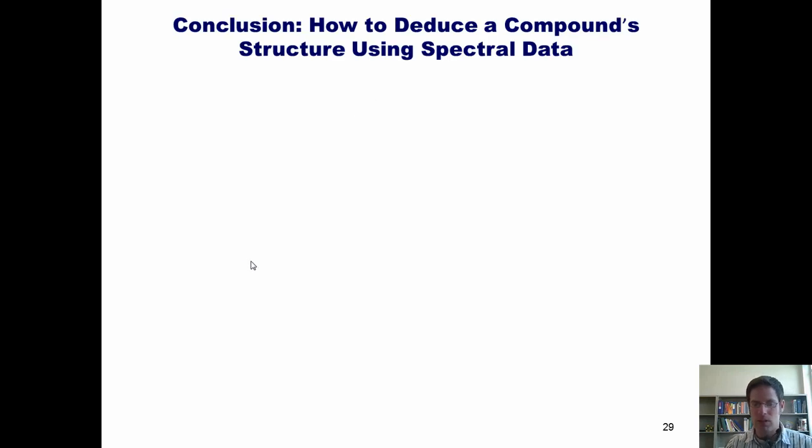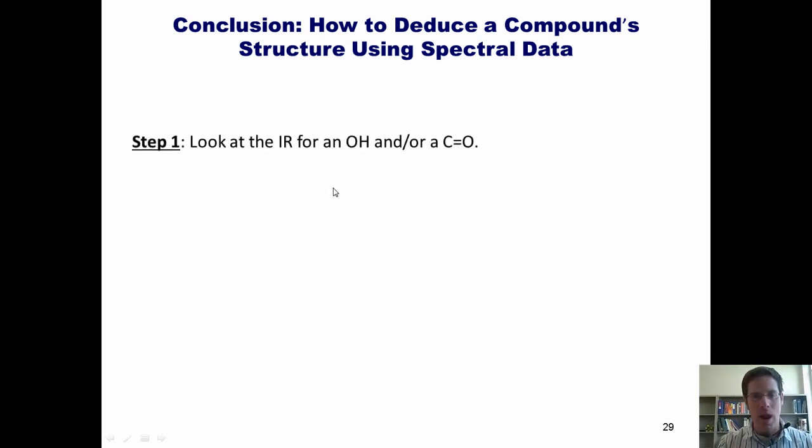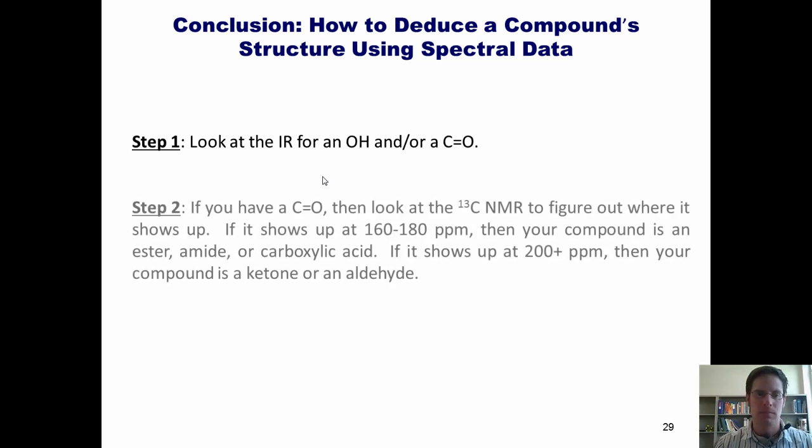And now we arrive at the final subject for this lecture, putting all of this together. How do we deduce a compound structure from spectral data? Here are my steps. Now I'm telling you, you don't have to do them in this order, but for me personally, I found this order to be the most useful way of being able to deduce a compound structure from spectrum. Step number 1, look at your IR for an OH and/or a carbonyl. Step 2, if you have a carbonyl, as determined from the IR, then look at the C13 NMR to figure out where it shows up. If it shows up at 160 to 180 ppm, then your compound is an ester, amide, or carboxylic acid. If it shows up at 200 or above, then it's a ketone or an aldehyde.